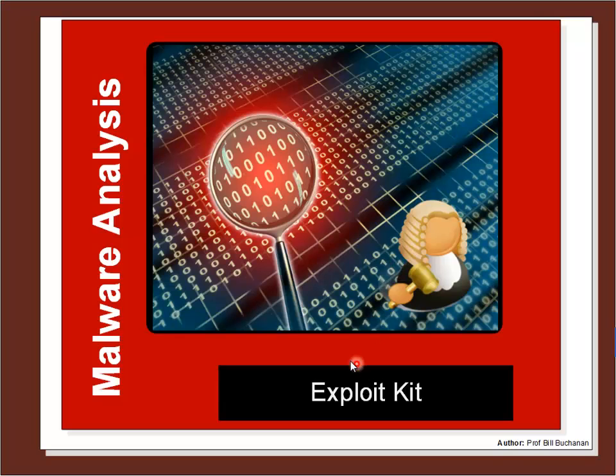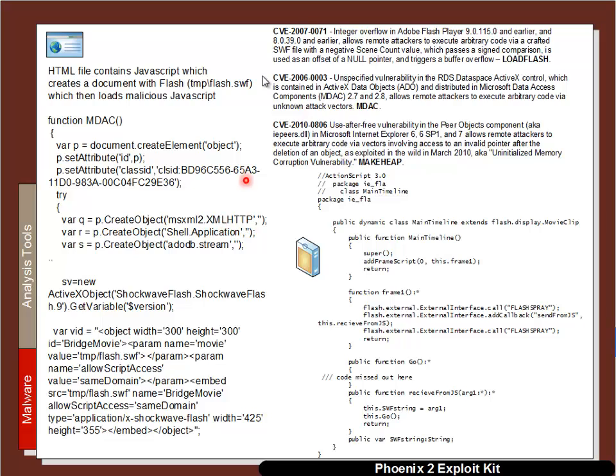So let's look at an example exploit kit. We'll be using the Phoenix 2 exploit kit, and we'll be looking at a couple of examples of how the malware writer creates the exploit. Okay, so there are three vulnerabilities that we'll have a look at, and we'll see how they work. Still one of the most popular is CVE 2007-0071, and that uses an exploit in Flash Player 8 and 9 to trigger a buffer overflow and compromise the system.